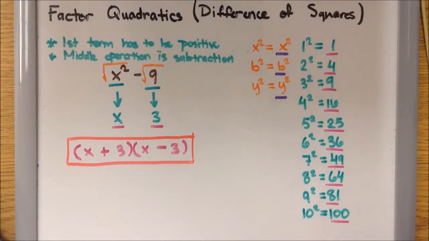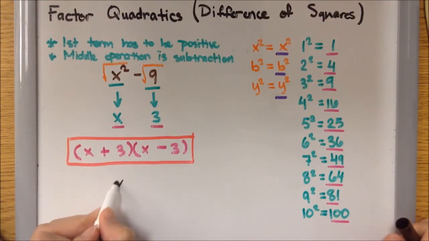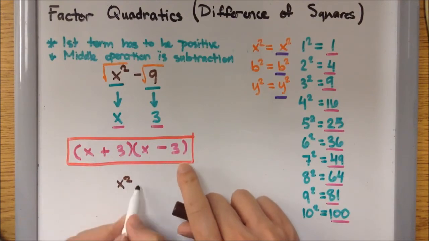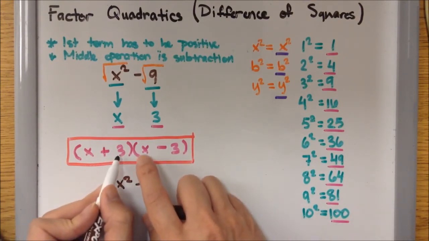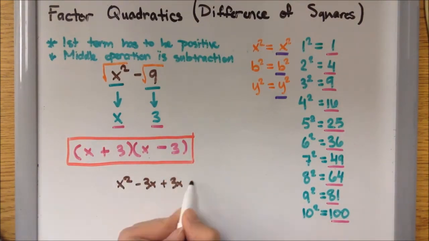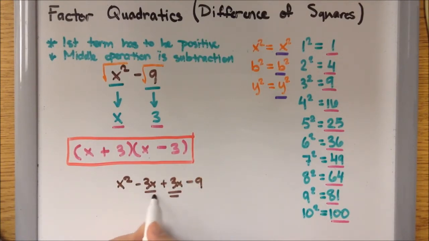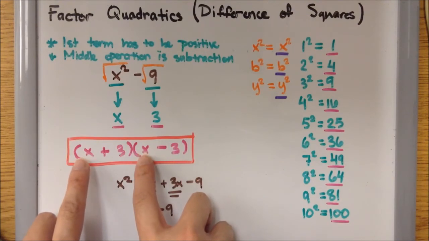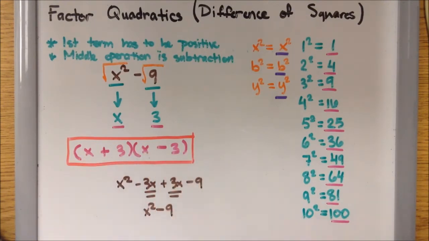Now, this will always work for a difference of perfect squares, and the reason is, if I were to FOIL this, x times x is x squared, x times minus 3 is minus 3x, and 3 times x is plus 3x, and then positive 3 times negative 3 is minus 9. So these two middle terms combine and cancel out, and you're left with x squared minus 9, which matches the example. So you will see a pattern when you look at the final answer. The first term is the same, the last term is the same, just a different operation.